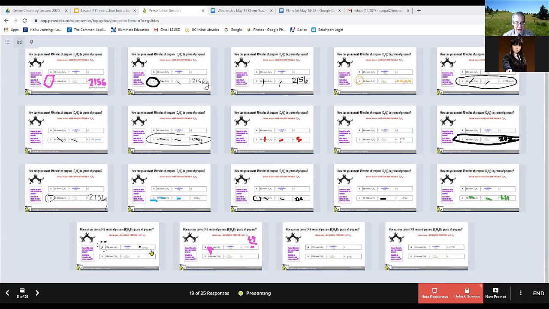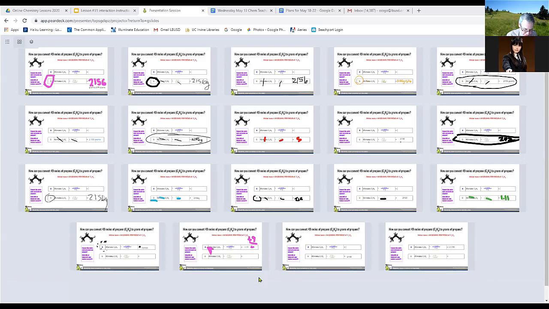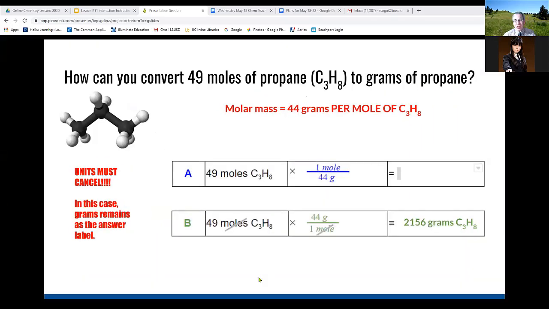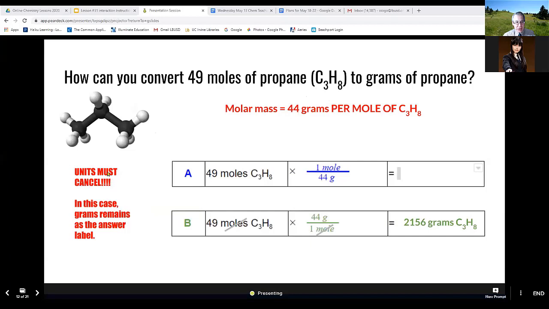Let's just go back and show you how to do it right. So I said something must cancel. So here on my slide, I'm hoping you see moles cancels moles. So you need to have the moles on the bottom of the conversion factor for them to cancel out what you started with. That's why A doesn't work. A doesn't work because grams are on the bottom there, and grams can't cancel moles. That just doesn't work.